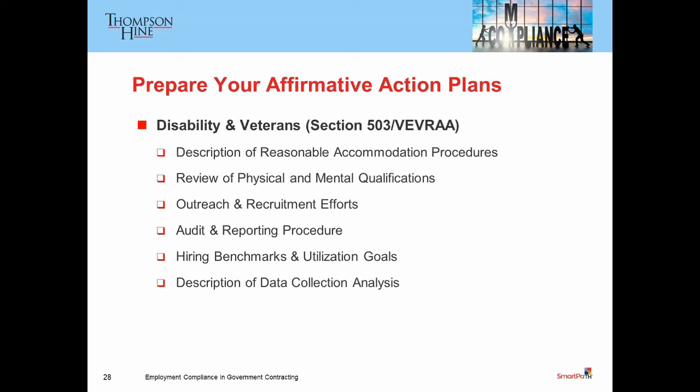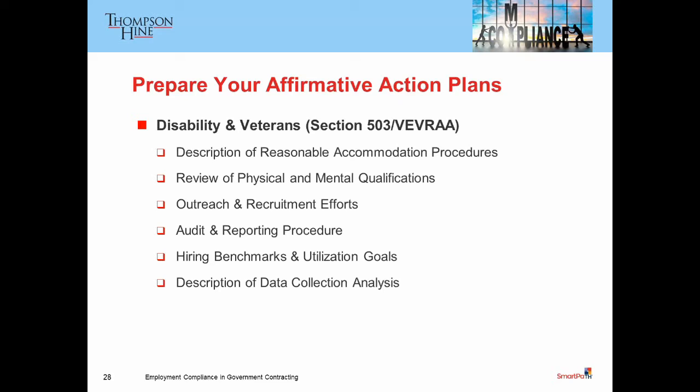As I mentioned, similar to the executive order plan, the government wants to see a description of your outreach and recruitment efforts specifically tailored to veterans and individuals with disabilities. So what organizations are you working with that cater to or promote either of those protected classes? You also want to see, again, a description of your audit and reporting procedure. How are you monitoring your progress from an affirmative action angle?